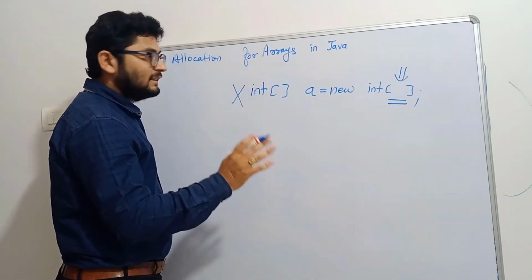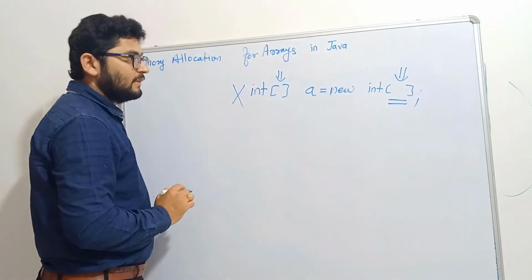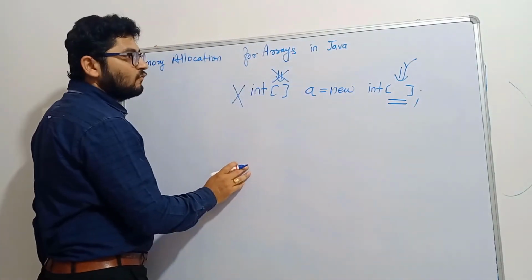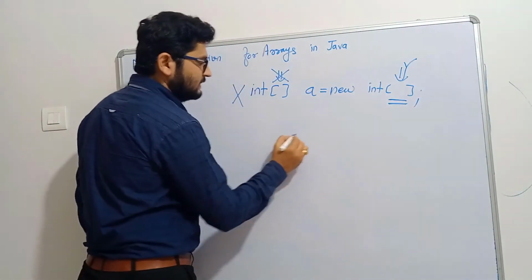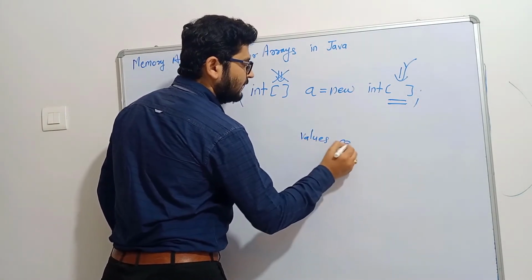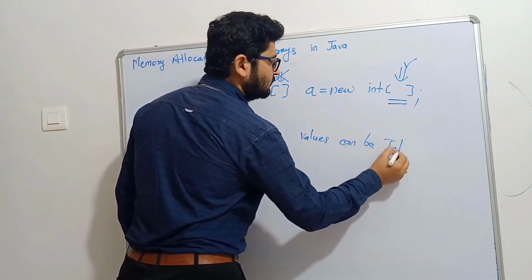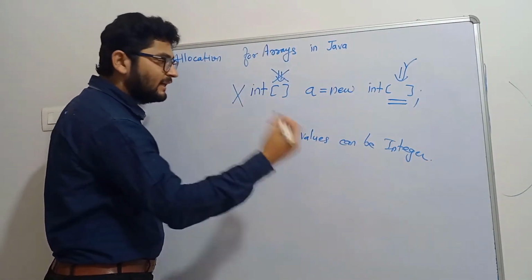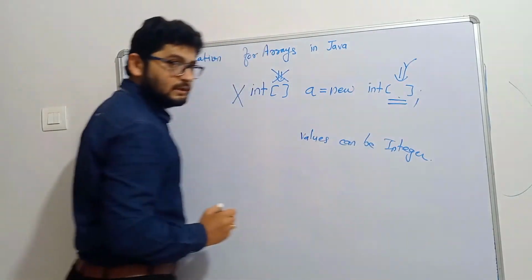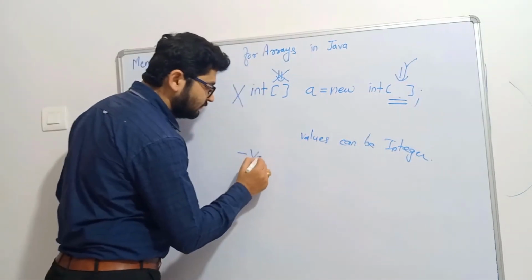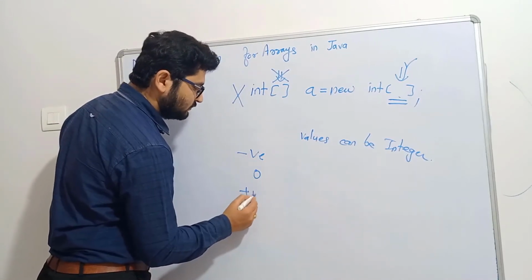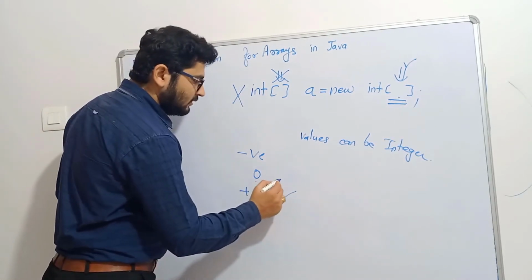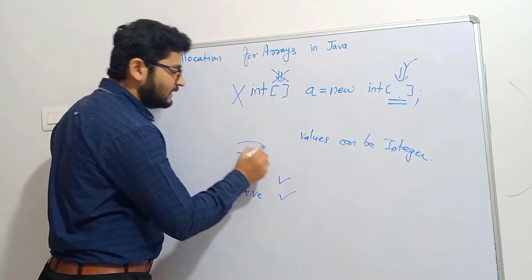You should remember that you cannot give a value over here, whereas it is compulsory to give a value over here. Now what kind of value can you give over here? These values can be integers. Whenever you are creating an array of any data type, you have to give an integer value over here. Now an integer value can be negative, can be 0, and can be positive. Positive values are always right. 0 is again valid. But what about the negative?